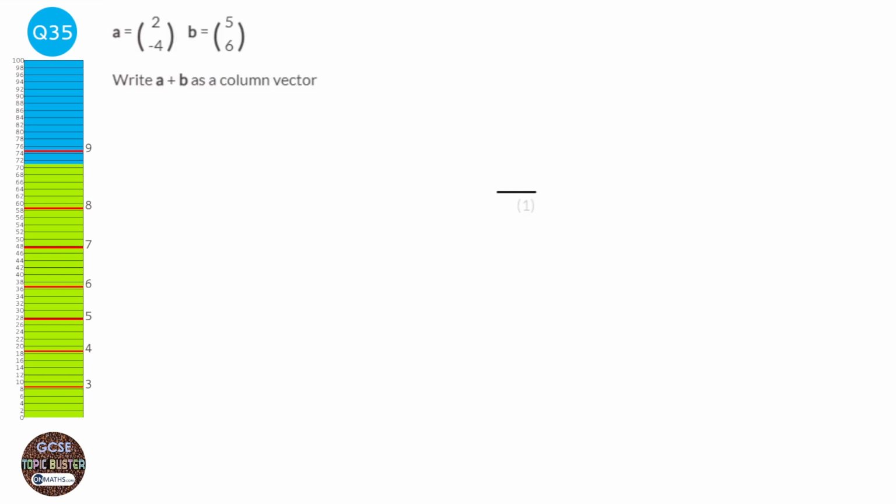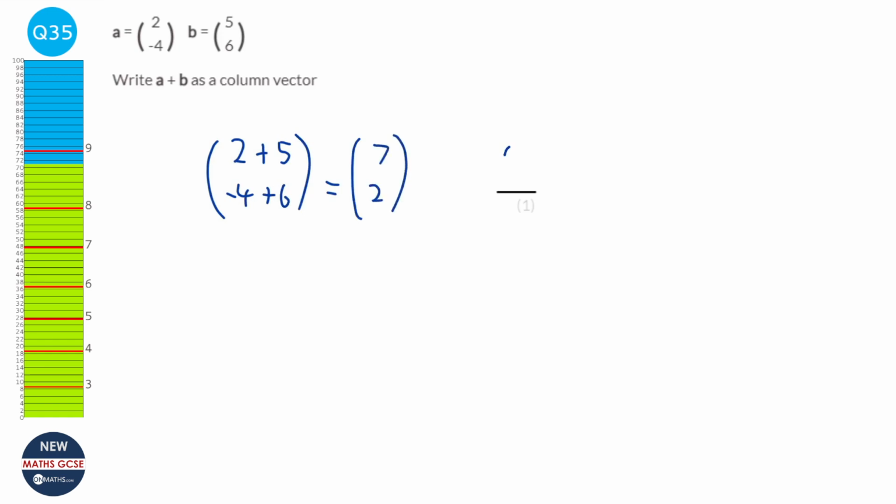So here we're just adding the column vectors. We're going to add the tops, so 2 plus 5, and we're going to add the bottoms, minus 4 plus 6. 2 plus 5 is 7, minus 4 plus 6 is 2. So our answer will be (7, 2).